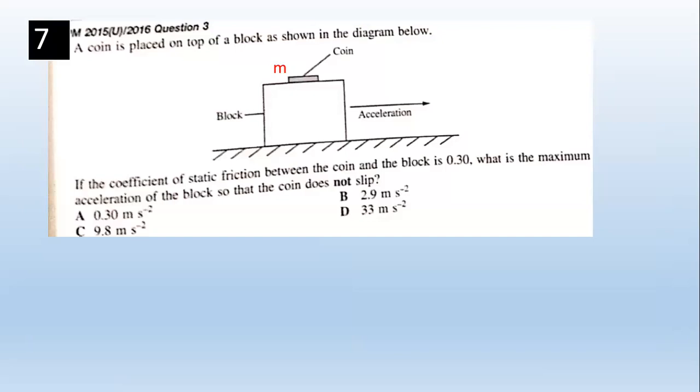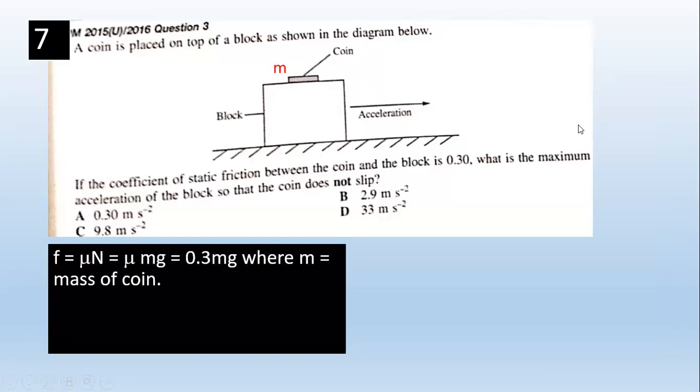A coin is placed on top of a block as shown in the diagram below. If the coefficient of static friction between the coin and the block is 0.3, what is the maximum acceleration of the block so that the coin does not slip? Right? Don't focus on this surface. Focus on these two surfaces.